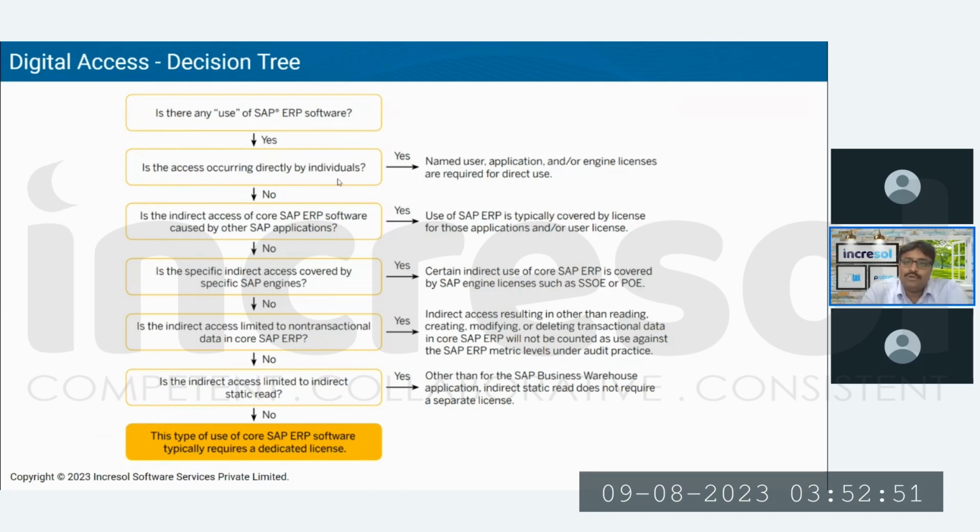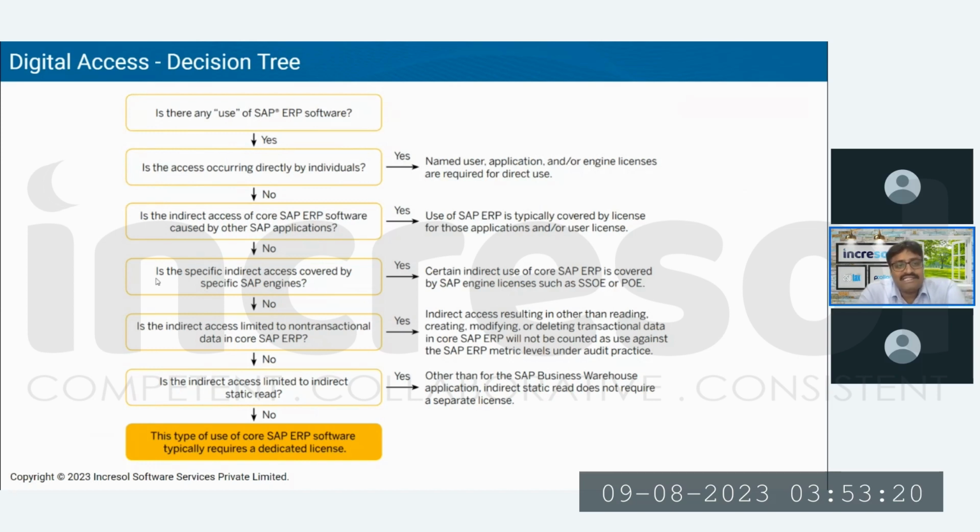So in case of only human login, like named users or the applicable engine licenses, whatever eligible human logins are there, then it's okay. Otherwise, if any indirect access to core ERP is happening caused by other SAP applications like SAP Ariba, and it is an SAP application only, not any other manner, then it's okay. Then it will stop here. So if there is a mix of SAP applications or other ways also, then we'll go to the next question.